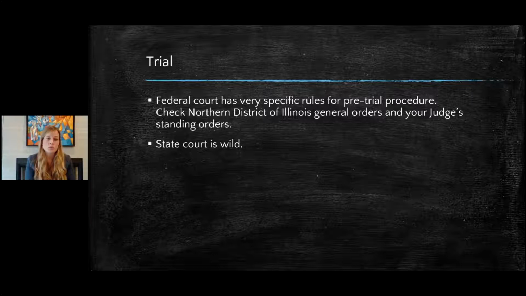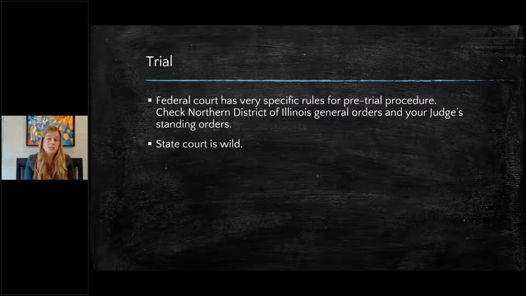Again, this is where you want to work with an experienced practitioner to at least see some examples of pretrial orders that have been filed. Make sure you're doing it right. But what each judge requires is specific to the judge. State court is much more wild, is how I would describe it. With state court trials, number one, you don't even know who your judge is until you show up and get assigned.